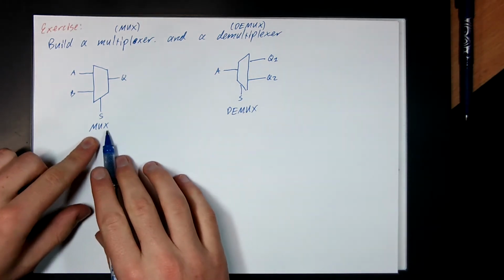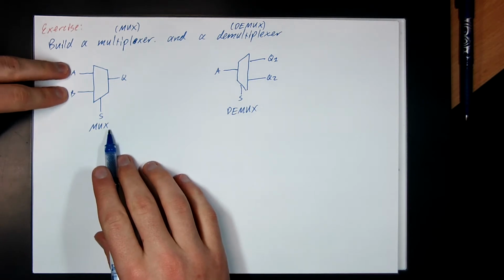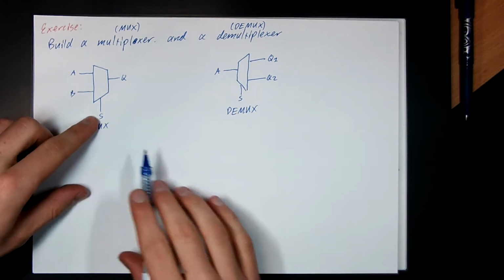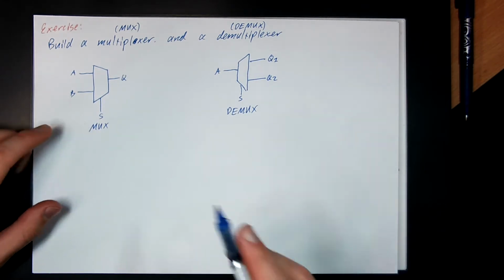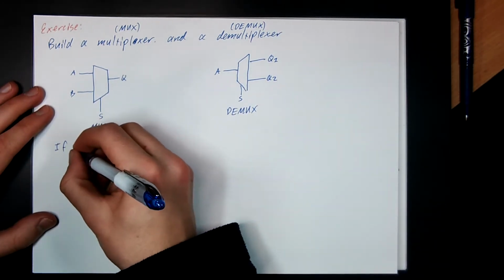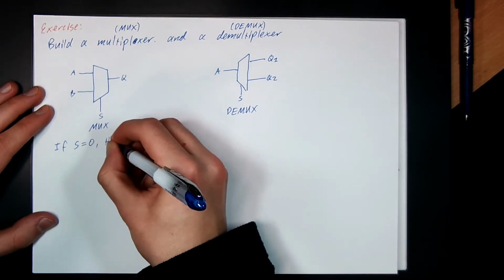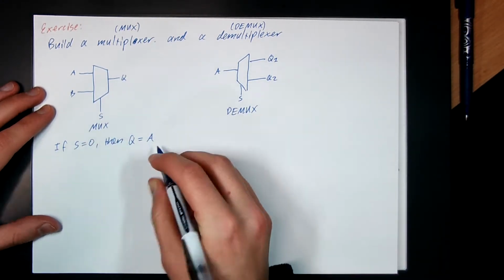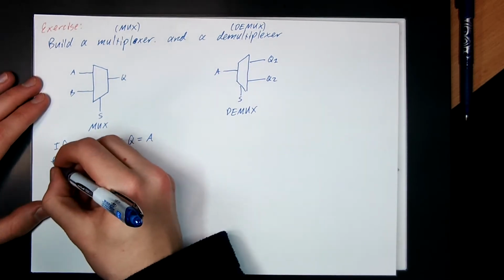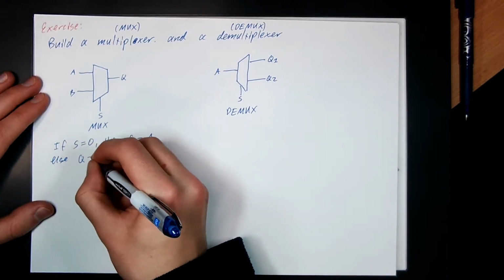A multiplexer takes two inputs A and B, and a third input S. S is called the selector input. And what the multiplexer does is that if S is equal to 0, then the output Q is equal to whatever the input A was. Otherwise, Q is equal to B.